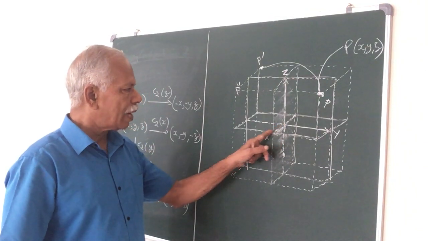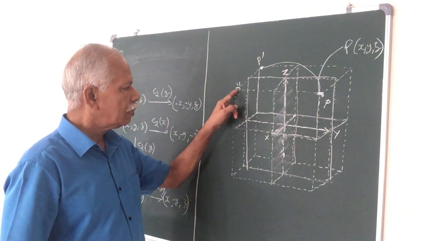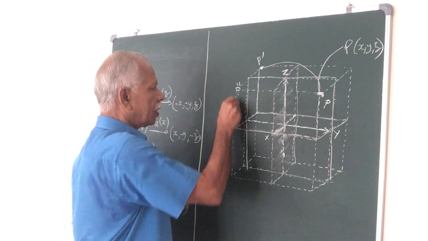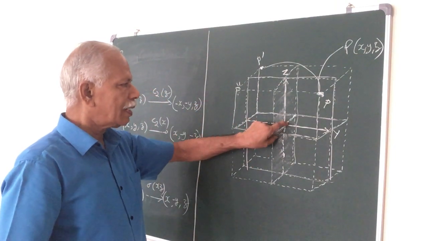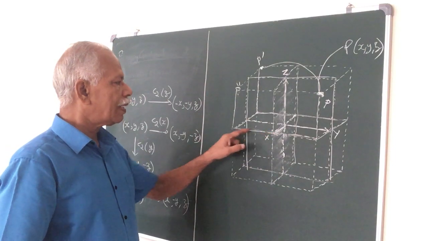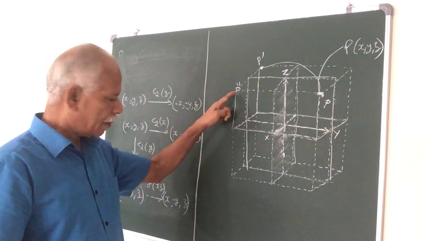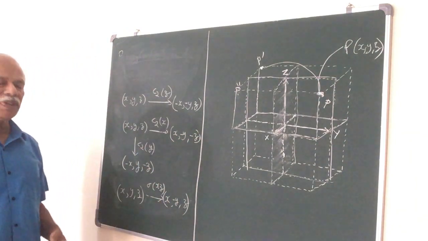X is the same, Y is minus, and Z is positive. This is the style of reaching at this point. The X coordinate has not changed, the Y coordinate has changed to negative of Y, and the Z coordinate has not changed. This result also can be generalized.